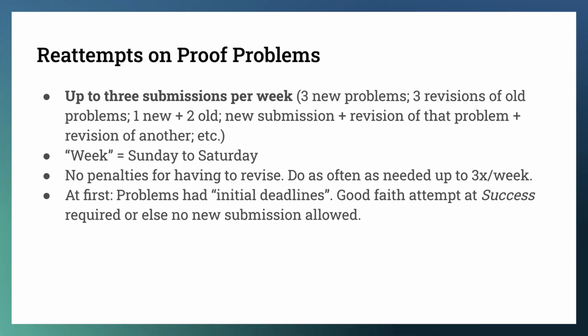At first, I had a policy of problems having an initial deadline on them. Basically, I didn't want students to start making first attempts on a problem at the very end of the semester. For example, the very first problem had an initial deadline somewhere around the 5th week of class. And if you intended to do any work on that problem at all, you had to give me a good faith effort at a successful proof by that deadline, or else no other submissions would be allowed throughout the semester. I did this to try to prevent pile-ups from happening at the end of the semester.